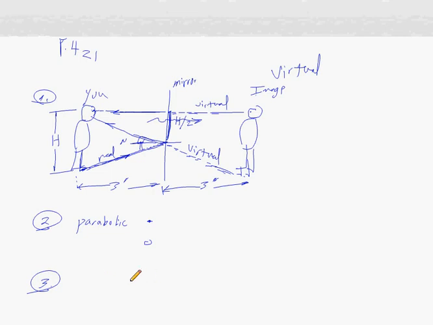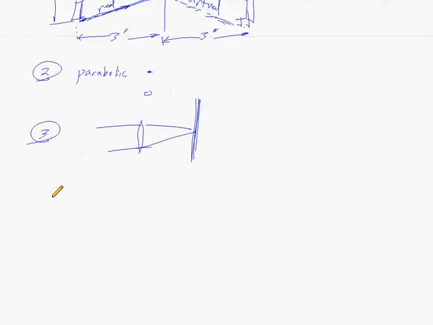A real image, for instance, can be formed with a convex lens, where we form the image on a piece of paper or on a wall. You can see the image, and it's a real image because you can place it onto a surface.